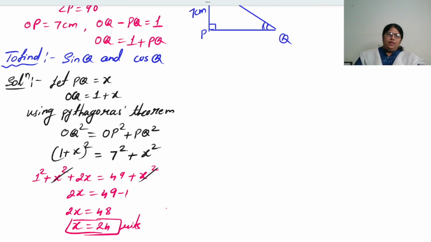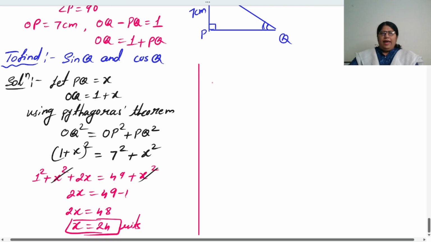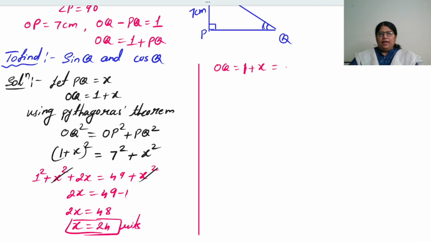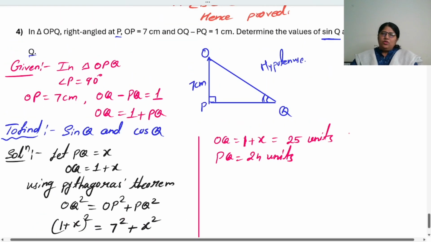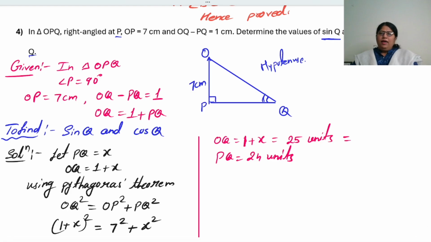This is the length. Now, OQ is 1 plus x, which is going to be 25 units, and PQ you already got as 24 units. If you see, the unit was given in centimeters. If no unit is given, then we write units, but because it's given as centimeter, we can write 25 centimeter and 24 centimeter.